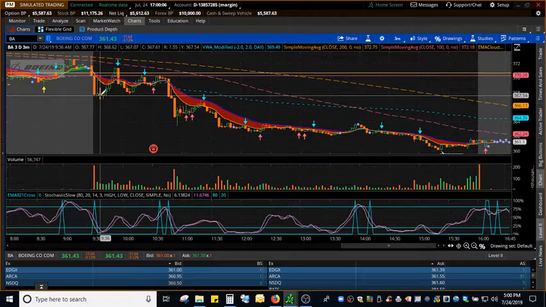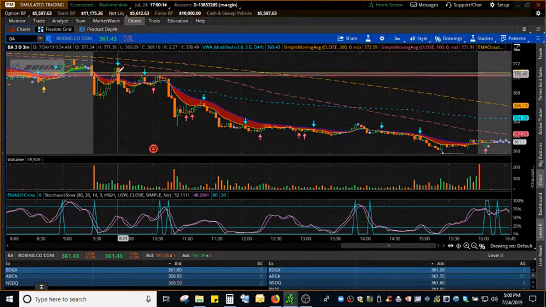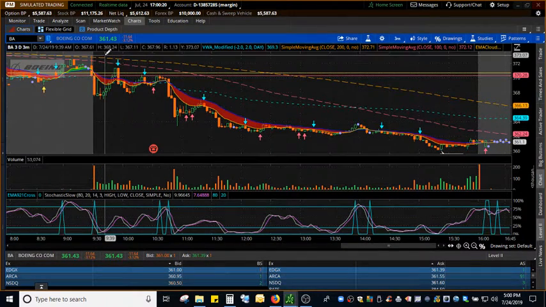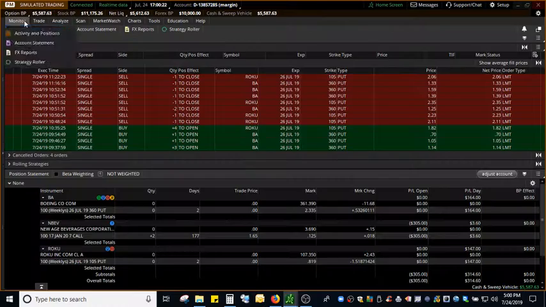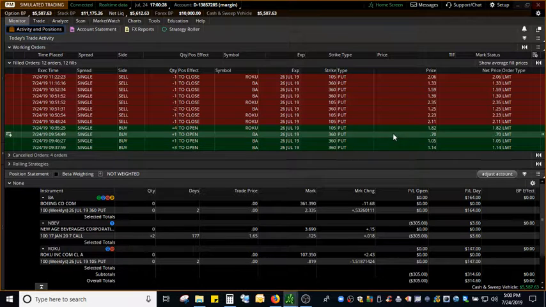Probably a little bit premature on an entry, but I like the fact that we had a 9/21 cross down right at the open. The problem was it decided it wanted to bounce up. My stop was going to be closed above this pre-market candle here. I added to it a couple of times. My initial entry was $1.14. I added again at $1.05 and again at $1.70.